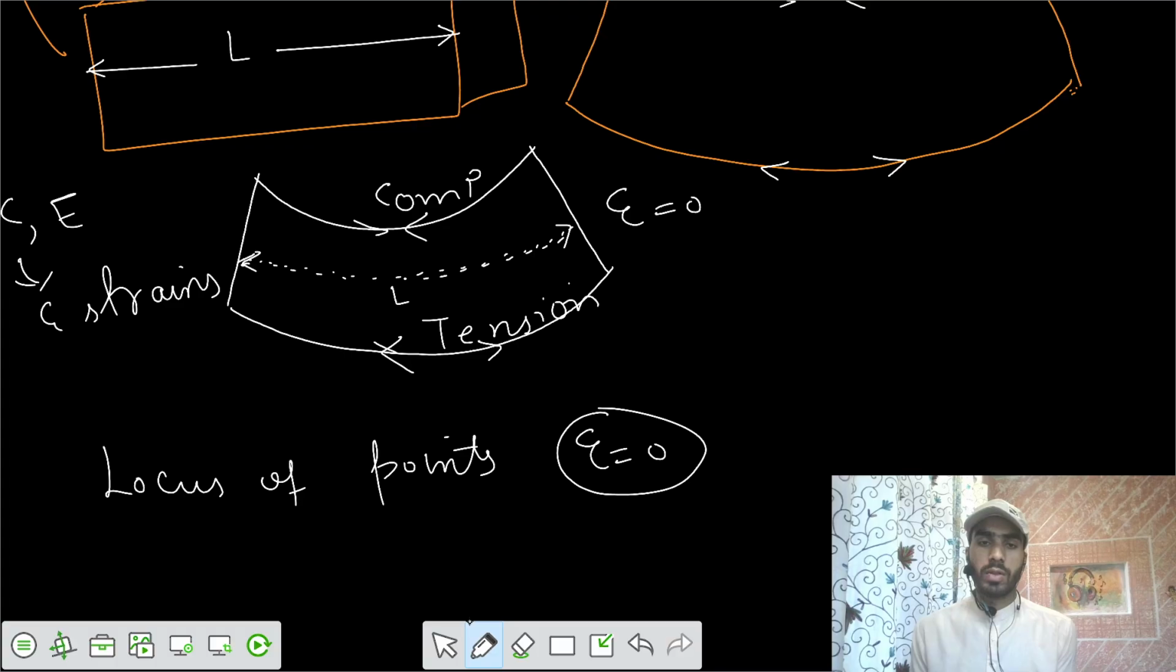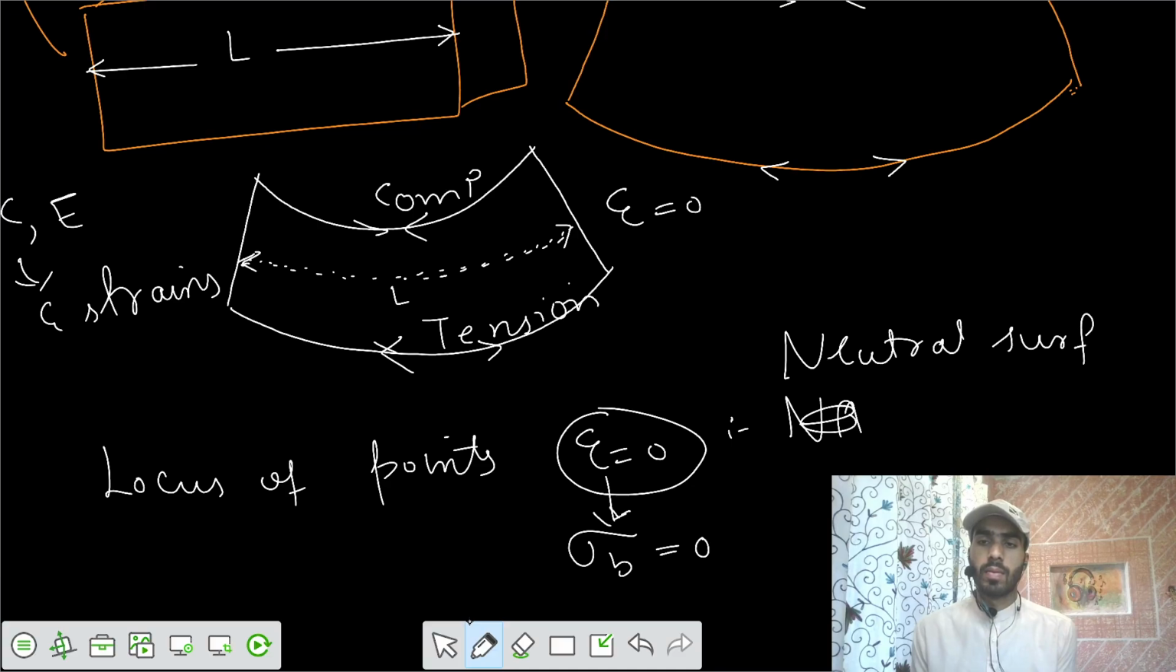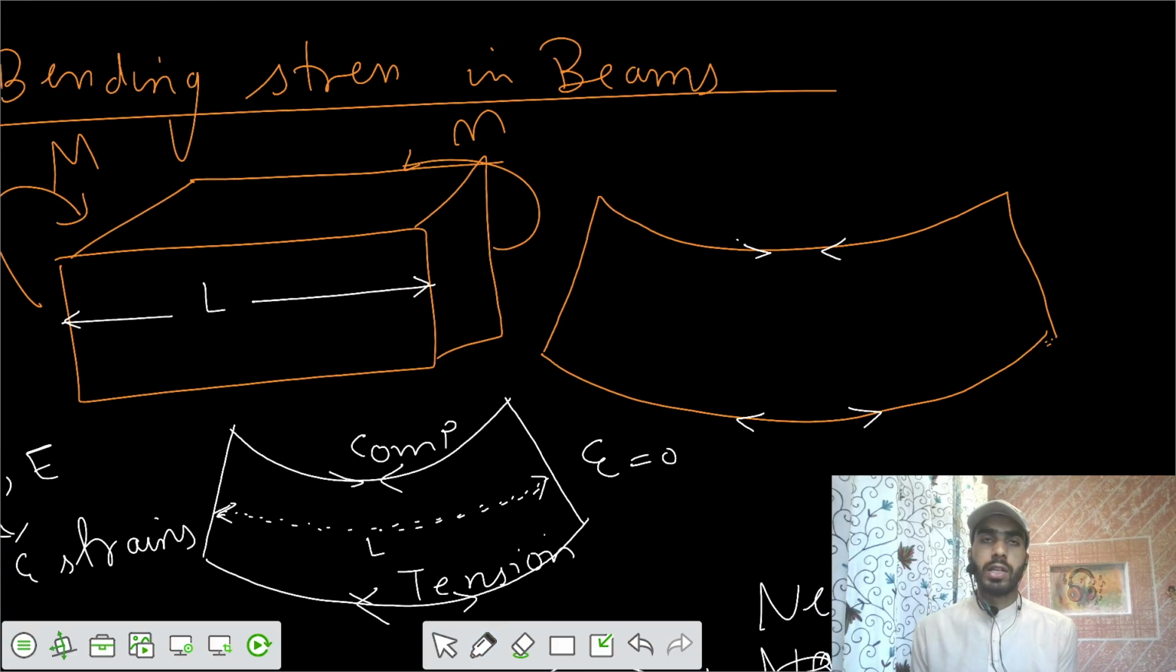If the strain is 0, that means from Hooke's law, the bending stress is 0 on those points in the beam. We can say that's a neutral surface, which we call the neutral surface. So at the locus of points, that forms a plane. Let's say the plane formed looks like this.